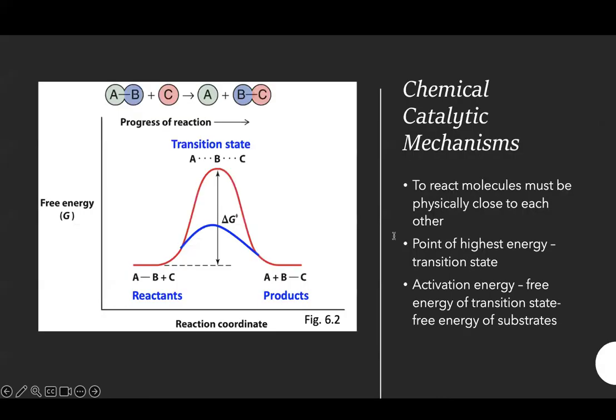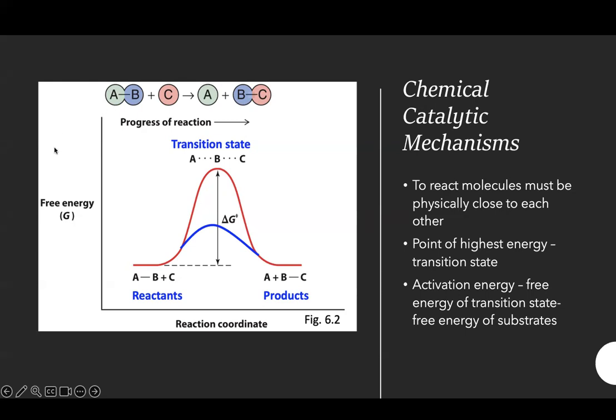All right, so how do these catalytic mechanisms work, and what's the whole point of this? So to react, we know that two molecules must be physically close to each other, so they can't just react from one place in the room to the next just by looking at each other. They need to actually physically touch. And when those two molecules interact with each other, they form a transition state, which is the point of highest energy. And in this graph, we can see this right here.